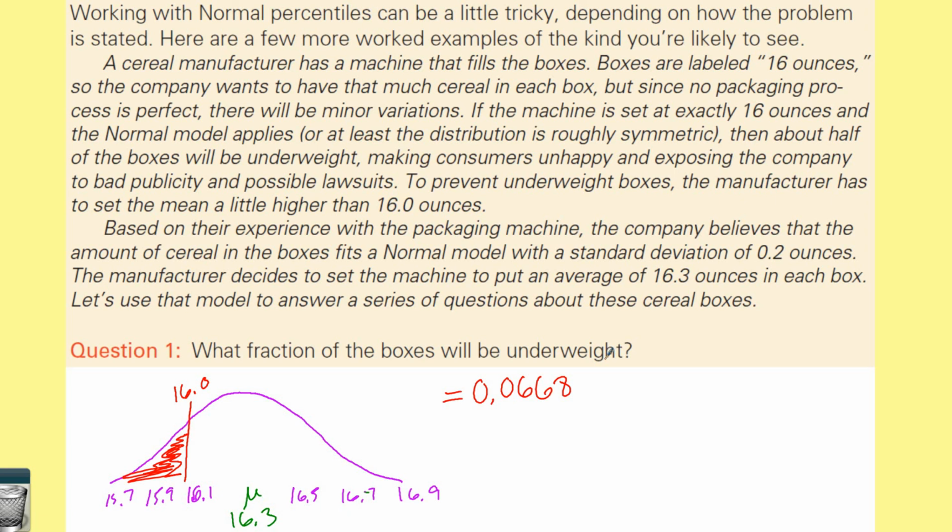Okay, so I would write it as, my pen is really acting up. So 6.7% of the boxes will have less than 16 ounces or will be underweight.